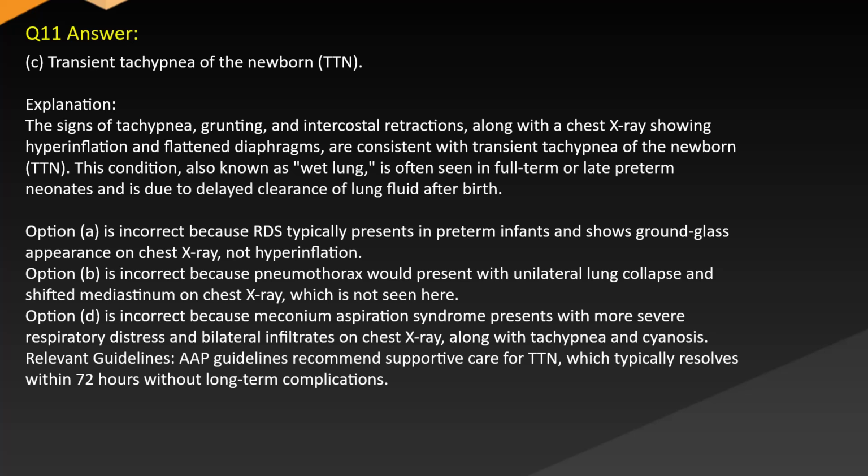Option A is incorrect because RDS typically presents in preterm infants and shows a ground glass appearance on chest X-ray, not hyperinflation. Option B is incorrect because pneumothorax would present with unilateral lung collapse and shifted mediastinum on chest X-ray, which is not seen here. Option D is incorrect because meconium aspiration syndrome presents with more severe respiratory distress and bilateral infiltrates on chest X-ray, along with tachypnea and cyanosis. Relevant guidelines. AAP guidelines recommend supportive care for TTN, which typically resolves within 72 hours without long-term complications.